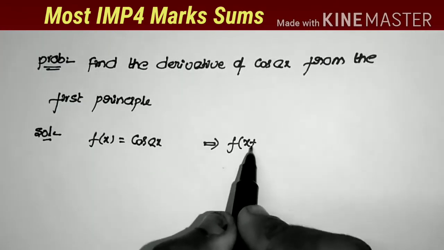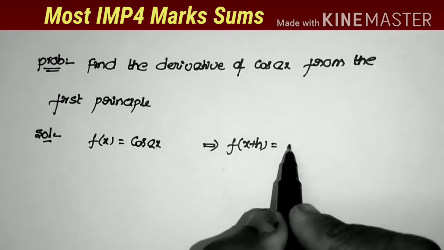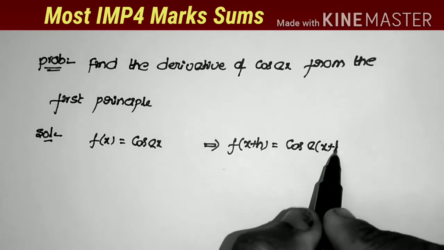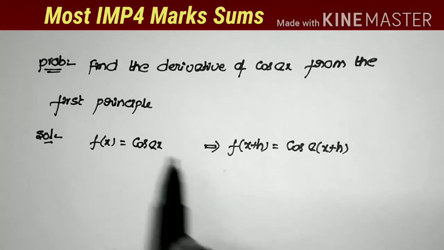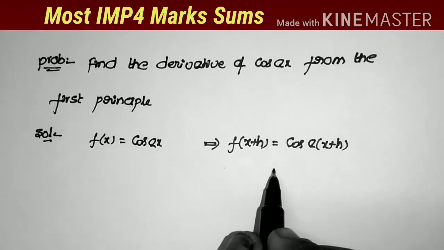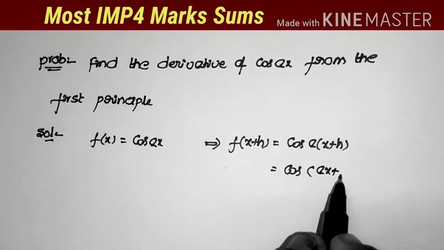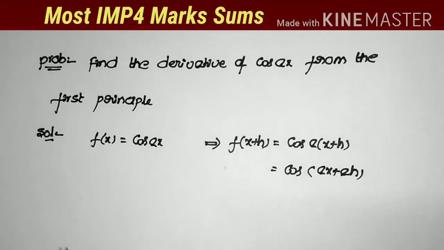Then what is the f of x plus h value? f of x plus h means we take x equal to x plus h in the given function. So that is equal to cos of ax plus ah. So this is the value of f of x plus h.